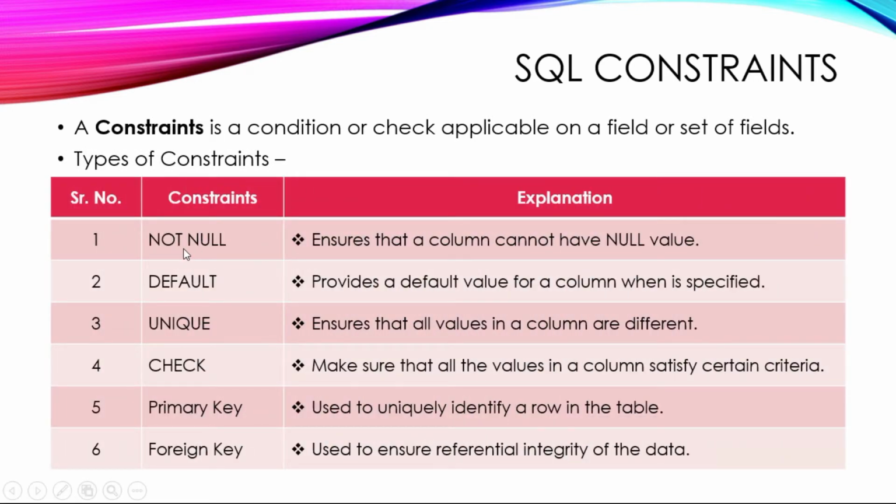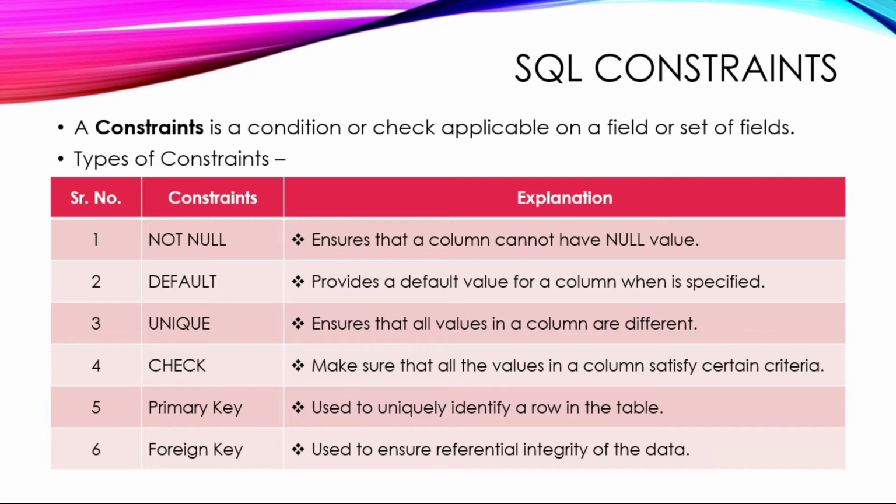First is not null, which ensures that the column should not have null values. If you are applying a not null constraint, that column will not accept any null values. Default provides a default value for the column. Default means if there is a pre-specified value and I want that value to be applicable on the whole column, then I can use the default constraint, and for that particular column I can define a default value, and whenever I want to change the value I can insert the changed value.